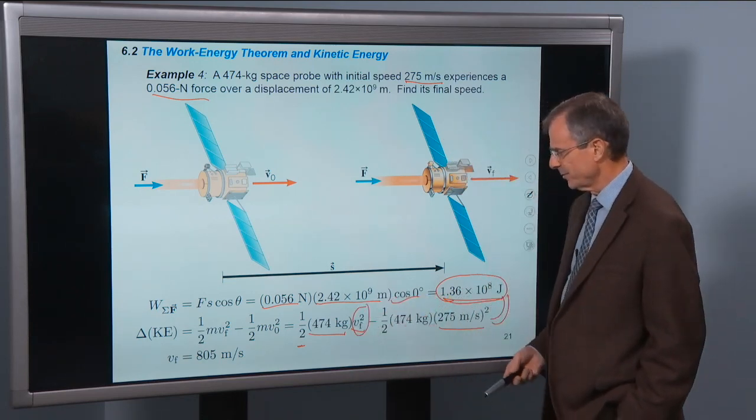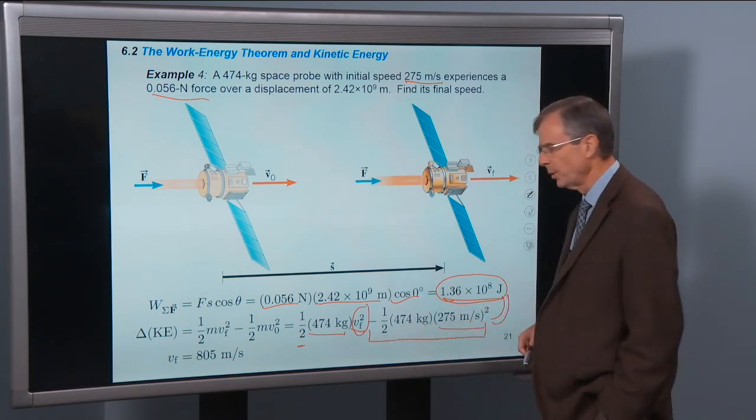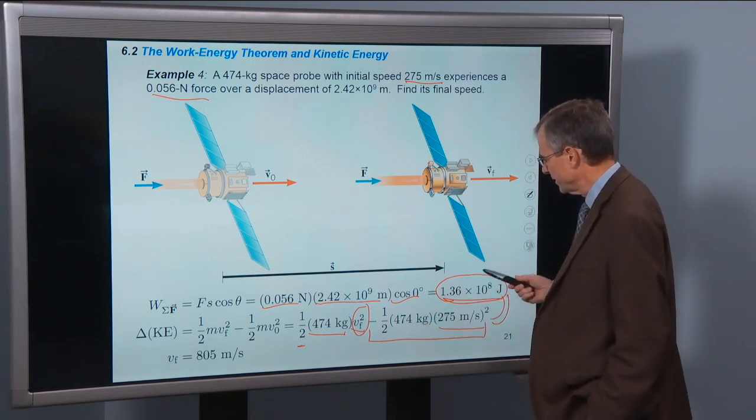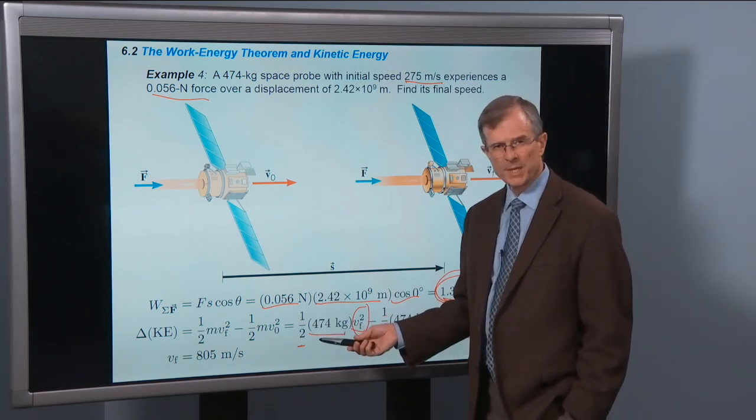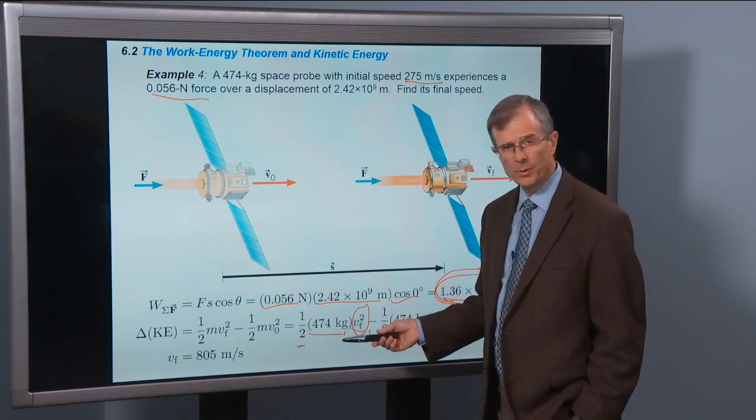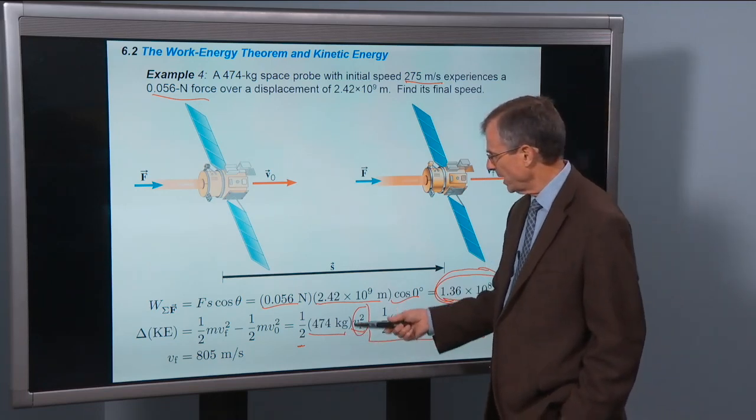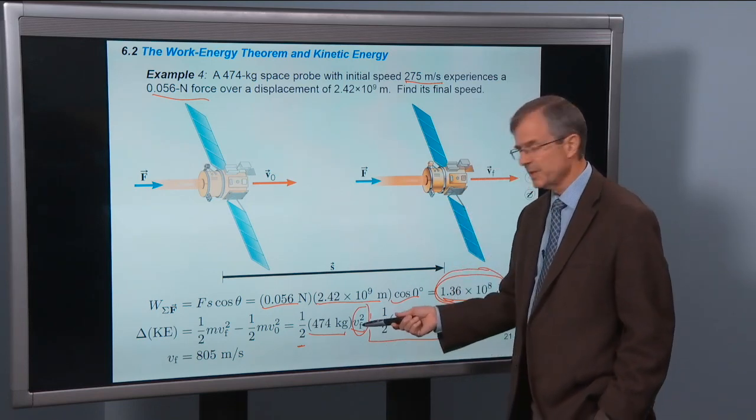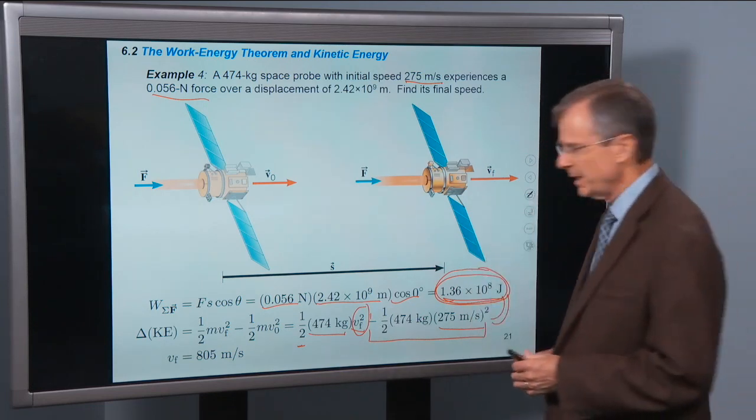So to solve for that final speed, I'm going to add this whole term to both sides of the equation. So I'll have to add that term to this term on the right side of the equation. Then I can multiply both sides of the equation by 2 to cancel the 1/2. Divide by 474 on both sides of the equation, then we'll have VF squared. And then to find the final answer, we take the square root of VF squared. And that gives 805 meters per second.